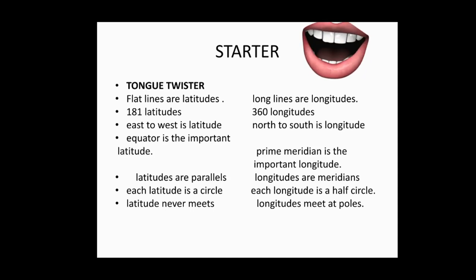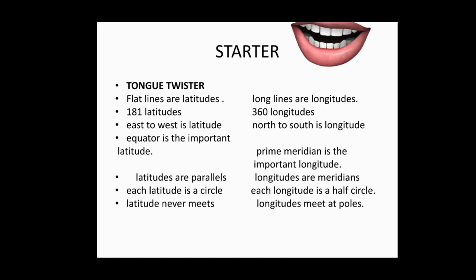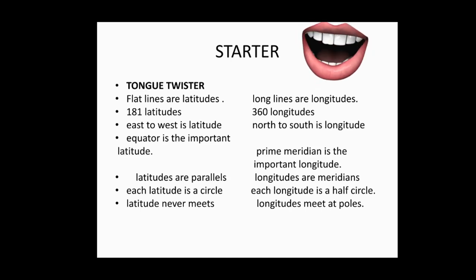Latitudes are parallels, longitudes are meridians. Each latitude is a circle, each longitude is a half circle. Latitude never meets, longitudes meet at poles.